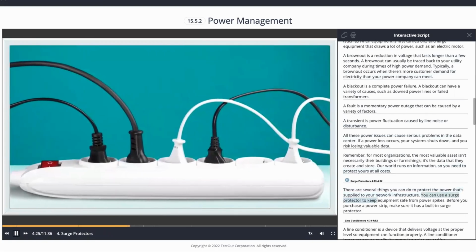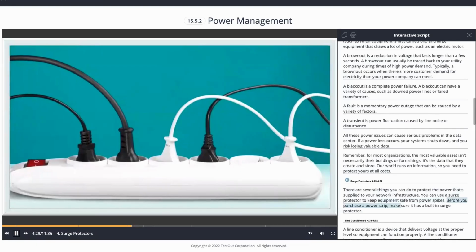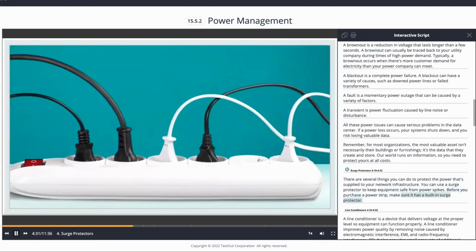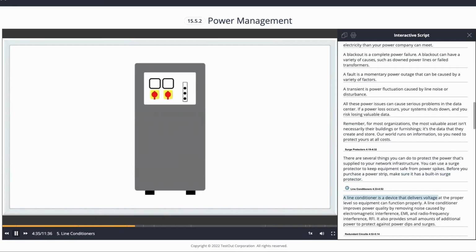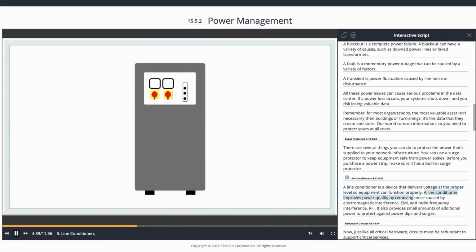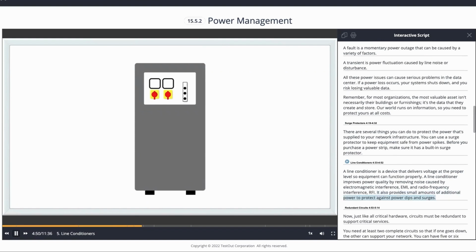You can use a surge protector to keep equipment safe from power spikes. Before you purchase a power strip, make sure it has a built-in surge protector. A line conditioner is a device that delivers voltage at the proper level so equipment can function properly. A line conditioner improves power quality by removing noise caused by electromagnetic interference, EMI, and radio frequency interference, RFI. It also provides small amounts of additional power to protect against power dips and surges.